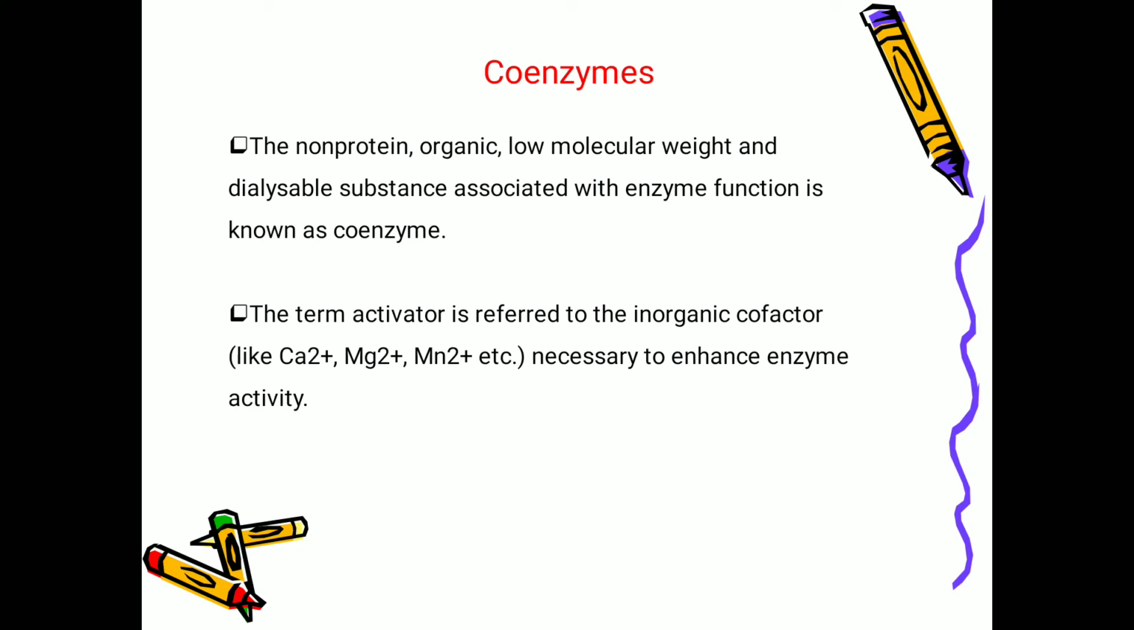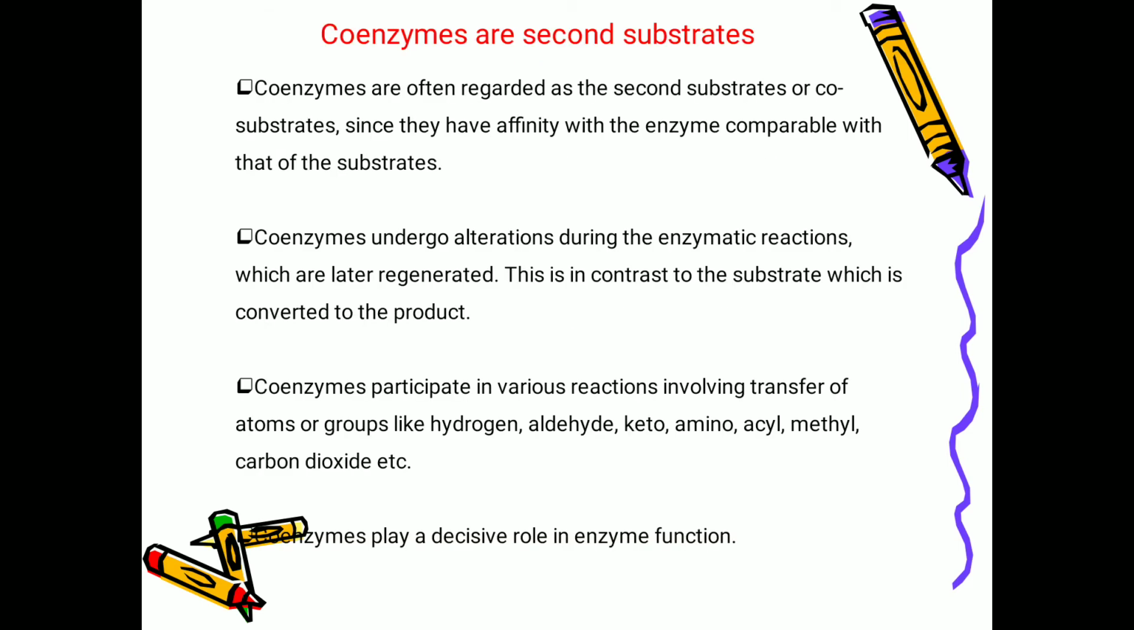See, both coenzyme and cofactor are non-protein parts of the enzyme, but when this non-protein part is organic, then it is called coenzyme, and when the non-protein part is inorganic or a metal ion, it is called cofactor. And when this cofactor is tightly bound with the apoenzyme, it is called prosthetic group. This is the difference between these terms.